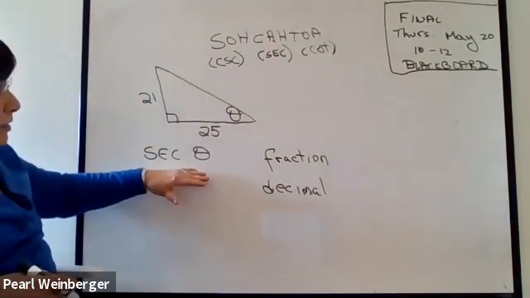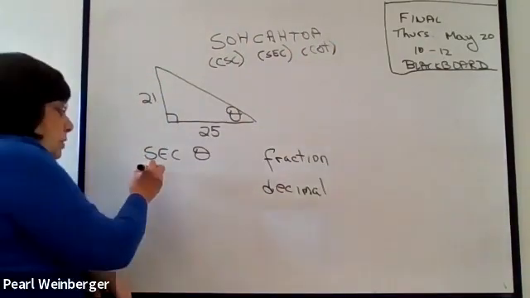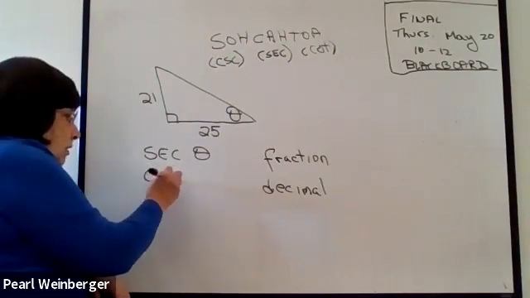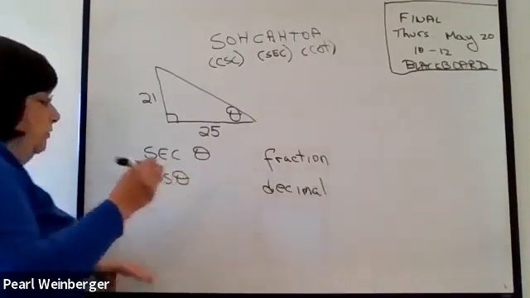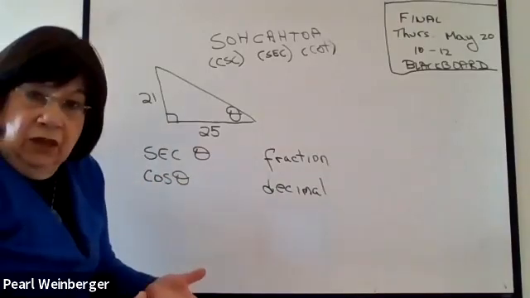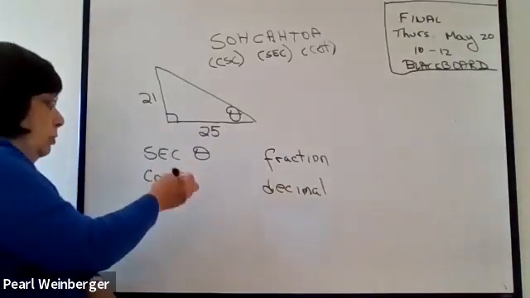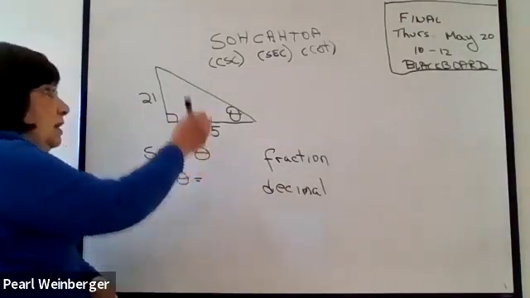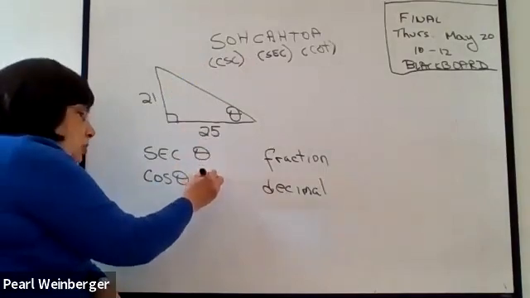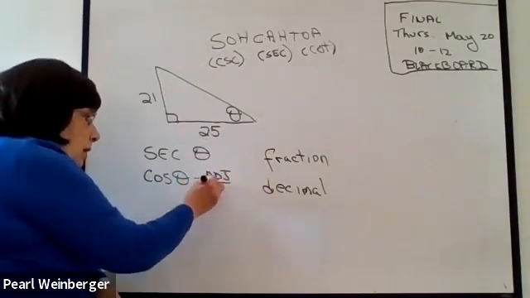So when they ask me to find the secant of theta, the first thing I'm going to do is find the cosine of theta. Because if I find the cosine, I'll just flip it over and that'll give me the secant. So the cosine, remember we said, is adjacent over hypotenuse.